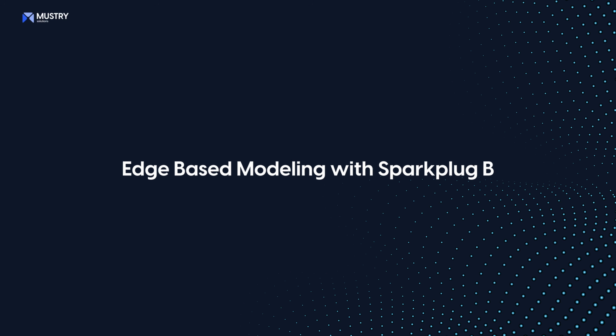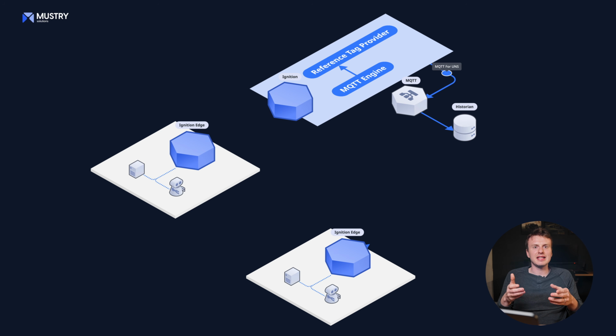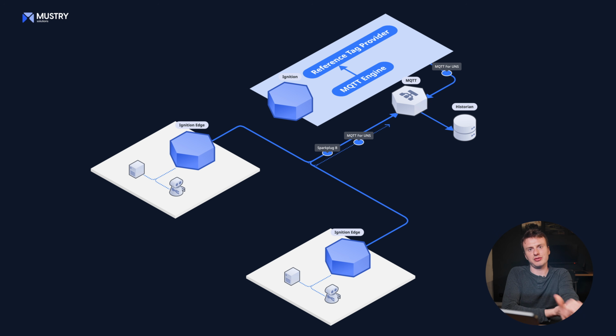The first option, edge-based modeling with Sparkplug B. How it works: in this architecture, data is modeled and processed at the edge, meaning close to the actual production equipment. This data is then transmitted through Sparkplug B, and could also be transmitted through flat MQTT, to an MQTT broker, and then going into Ignition via the MQTT Engine module. Essentially, the edge devices pre-process and standardize the data before sending it upstream.